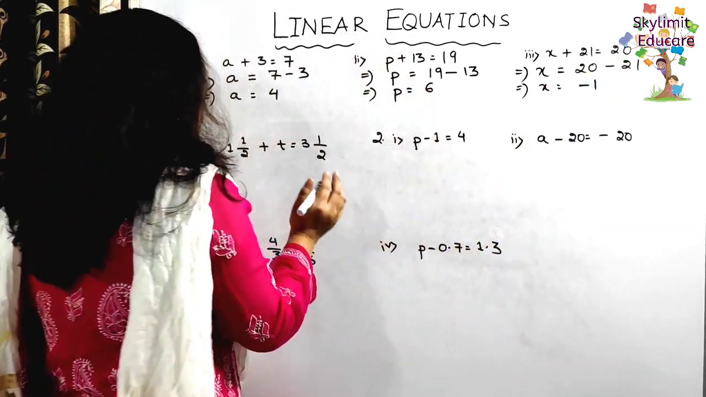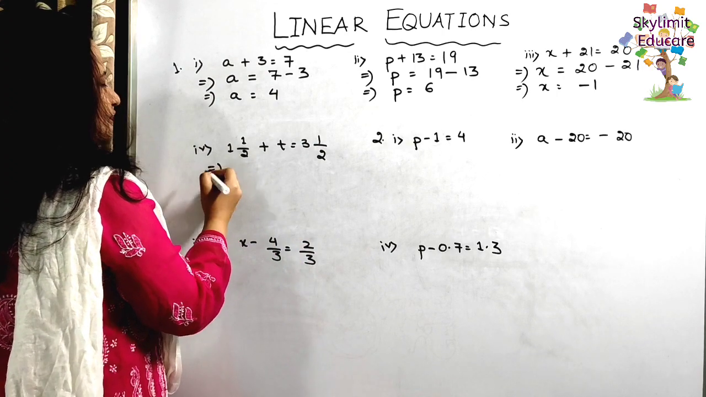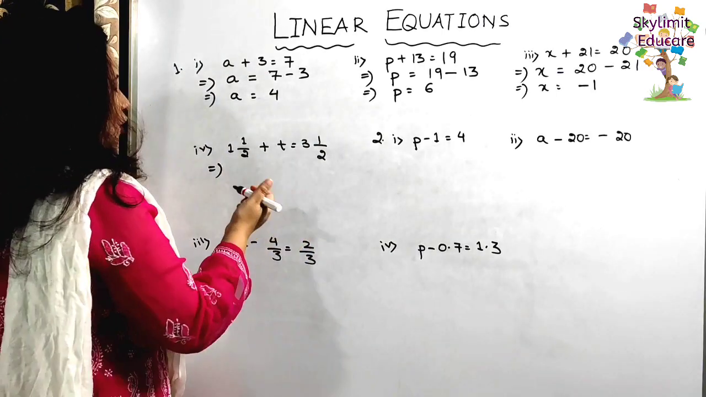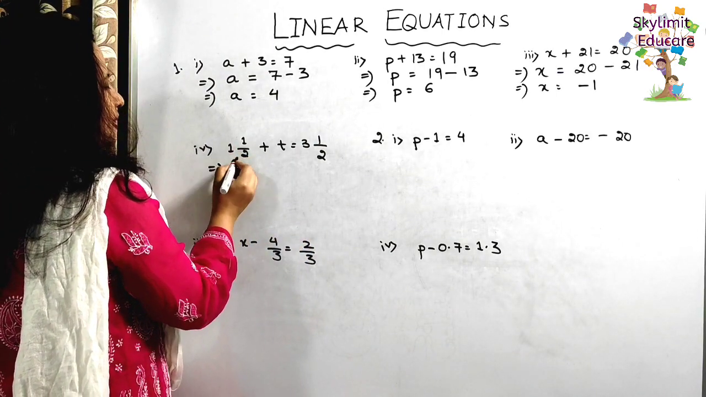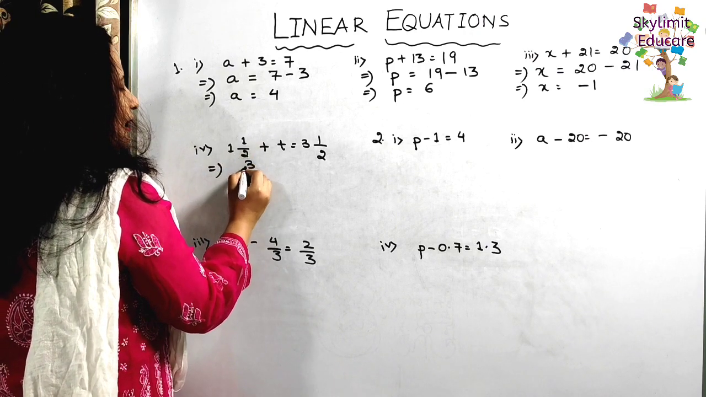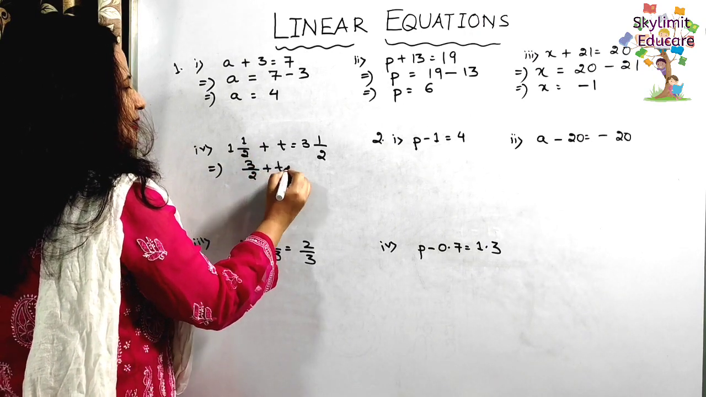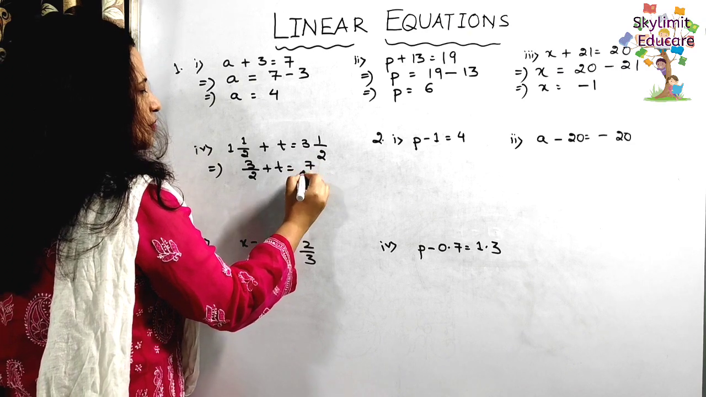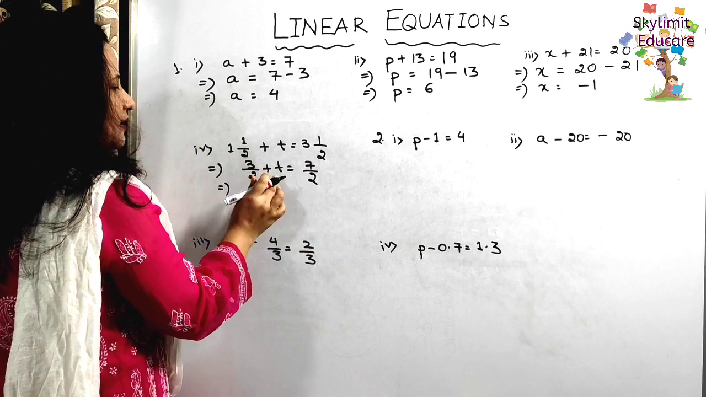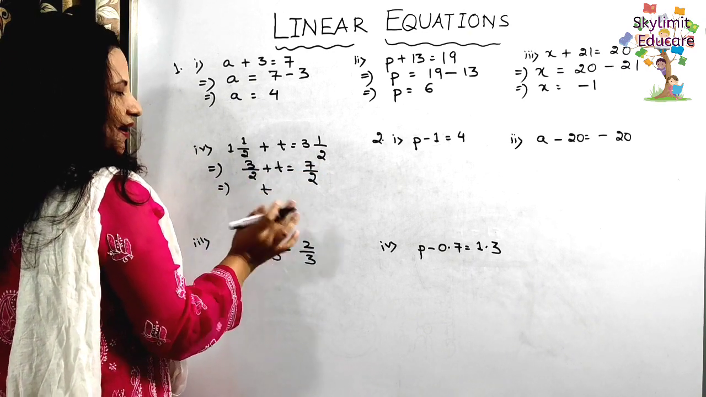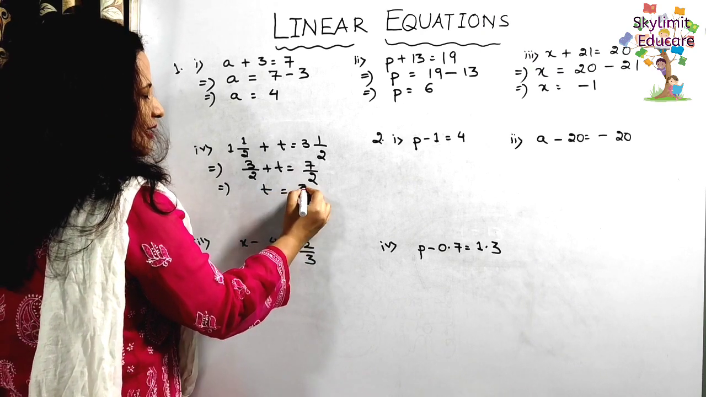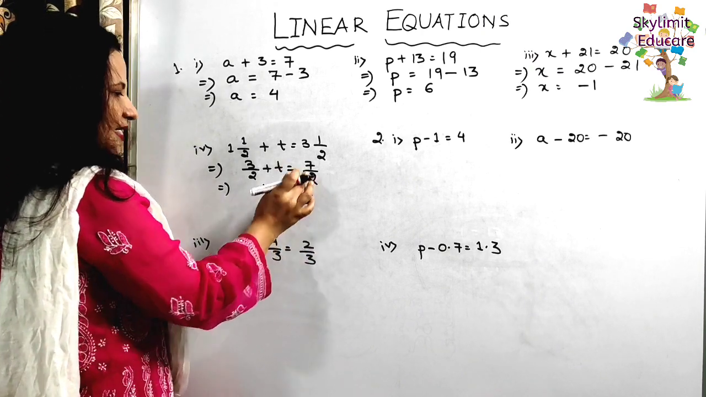Now this is another question, students. Let us first write the improper fraction for this. So 1 by 2 will be 3 by 2 plus t. Then this will be 7 by 2. Yes. Now I just want t here. So t is plus only. I will write t. On the right hand side, what is there already? 7 by 2 is already there. So I am writing 7 by 2.